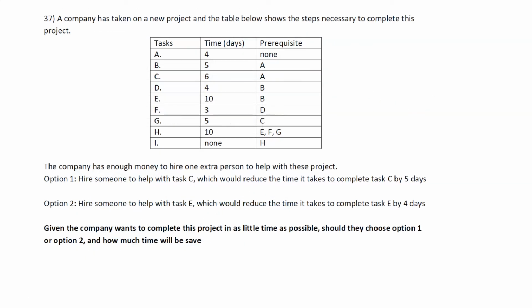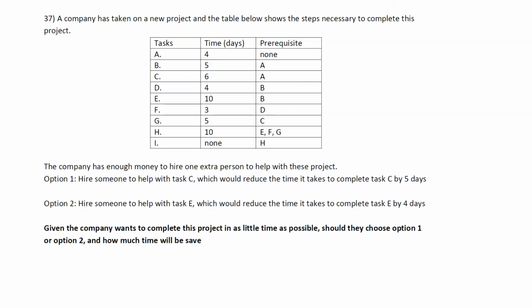Question 37 says, a company has taken on a new project and the table below shows the steps necessary to complete this project. It gives all of the tasks, the time they take in days, and whether or not any of them have prerequisites, tasks that need to be completed before they can be started. The company has enough money to hire 1 extra person to help with this project. Option 1, they can hire someone to help with task C, which would reduce the time it takes to complete task C by 5 days.